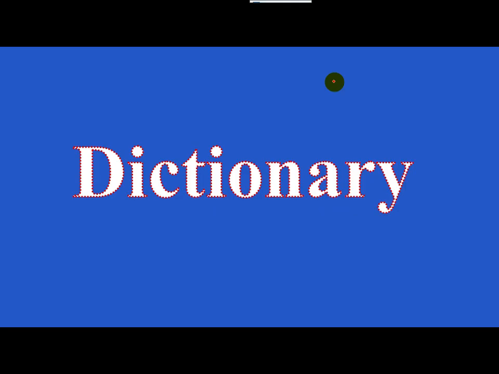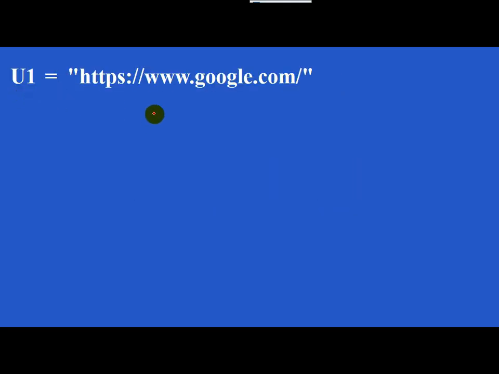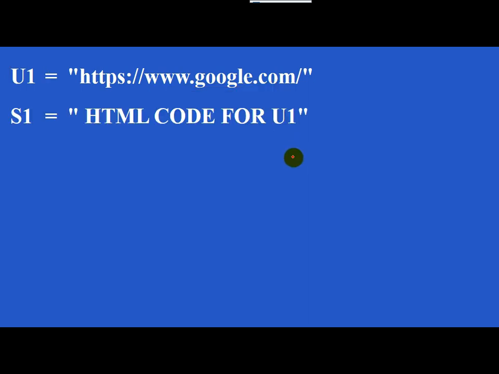So you can write u1 equals www.google.com. This is the key and the corresponding value is Google's web page or the HTML code corresponding to Google's web page. Let me write s1 equals the HTML code corresponding to the key u1. Remember, HTML code is text, so it should be inside double quotes, and you can store that in a string variable s1.